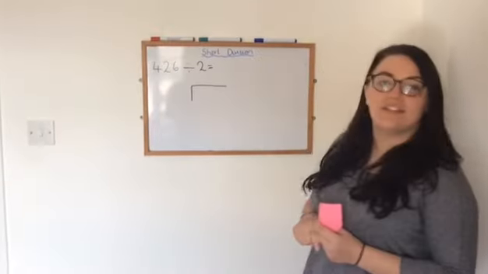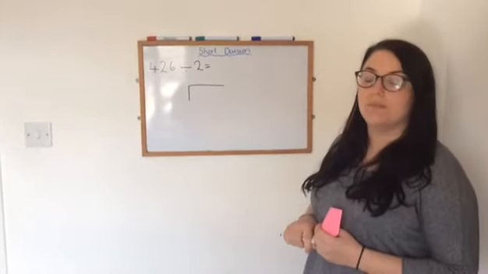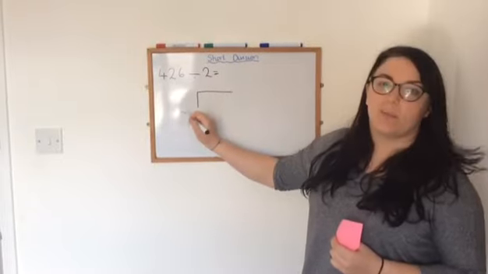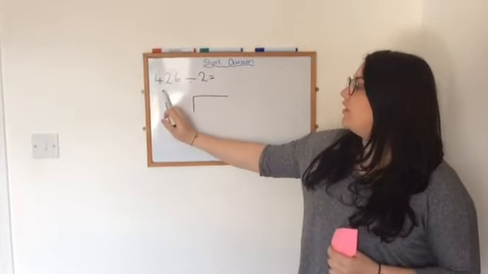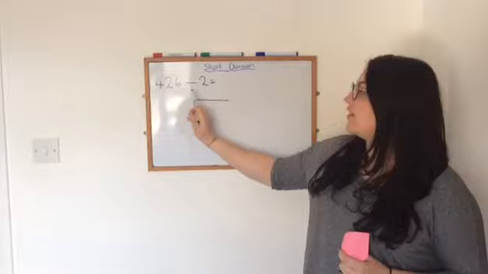Hey Year 5. So this week in maths we're going to be doing short division, otherwise known as the bus stop method. You might know it as that. Our first question is 426 divided by 2.